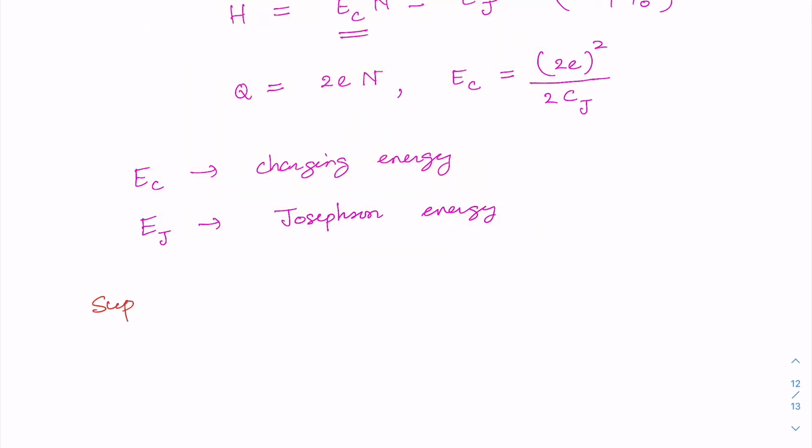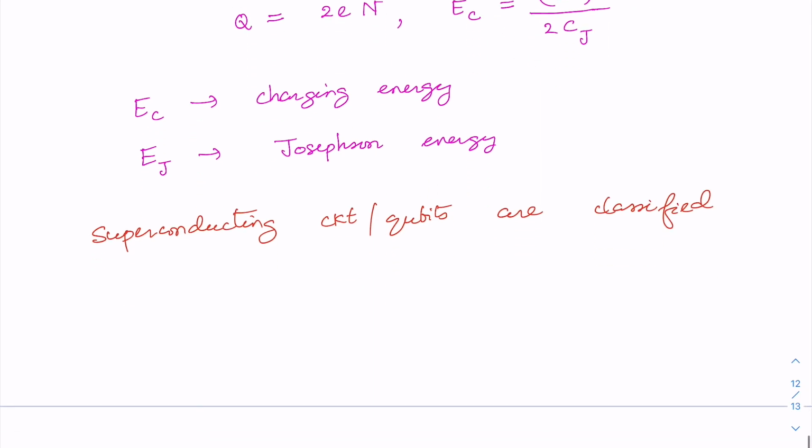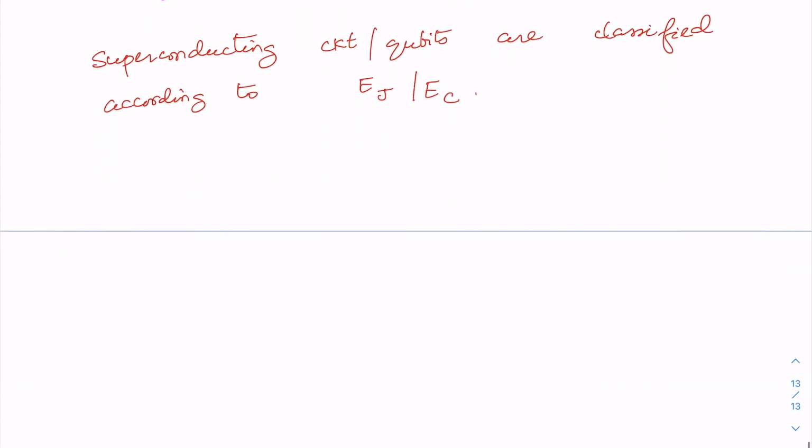So let me just write here that superconducting circuits or qubits are classified according to the ratio EJ by EC. I will give some examples, then it will be clearer. For example, we have the so-called charge qubit, which is also known as the CPB qubit, Cooper pair box qubit.